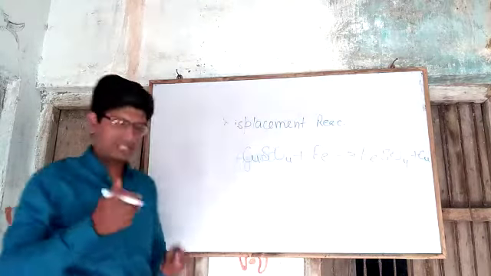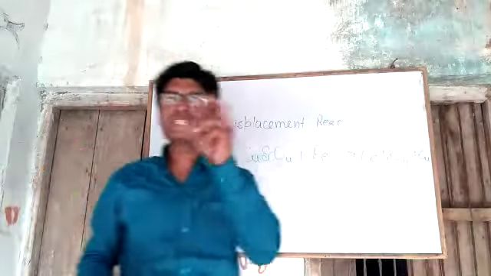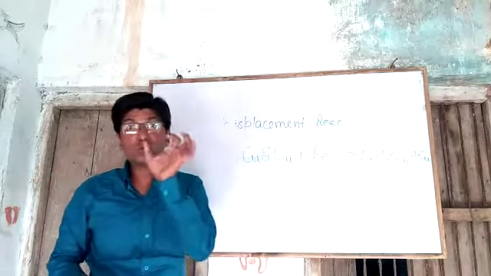Dear students, here you can find a reaction, copper sulfate solution. It is bluish in color. That's why it is also called blue vitriol.